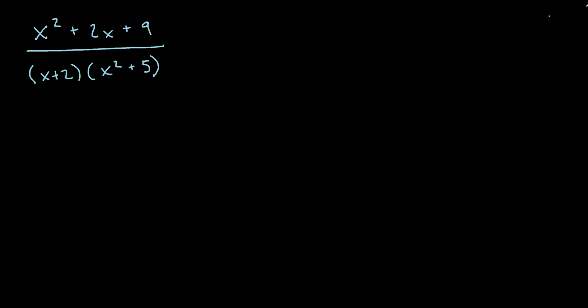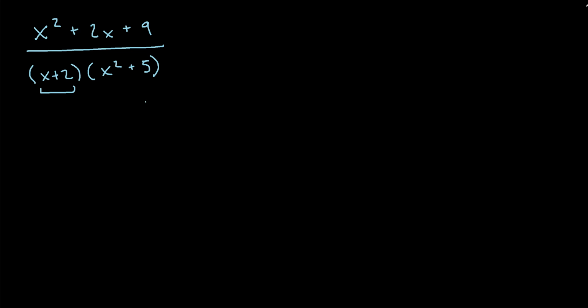In this video, we'll talk about partial fraction decomposition with quadratic factors. So let's take a look at an example. We have x squared plus 2x plus 9 divided by x plus 2 times x squared plus 5. We say that this fraction has a quadratic factor because notice in the denominator, x plus 2 is a linear factor, but x squared plus 5 is a quadratic factor because this x has a power of 2.